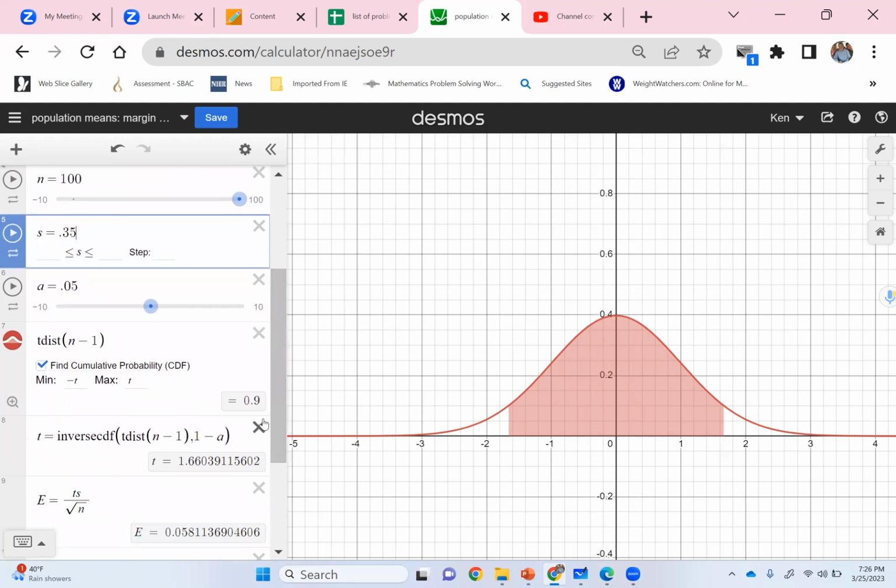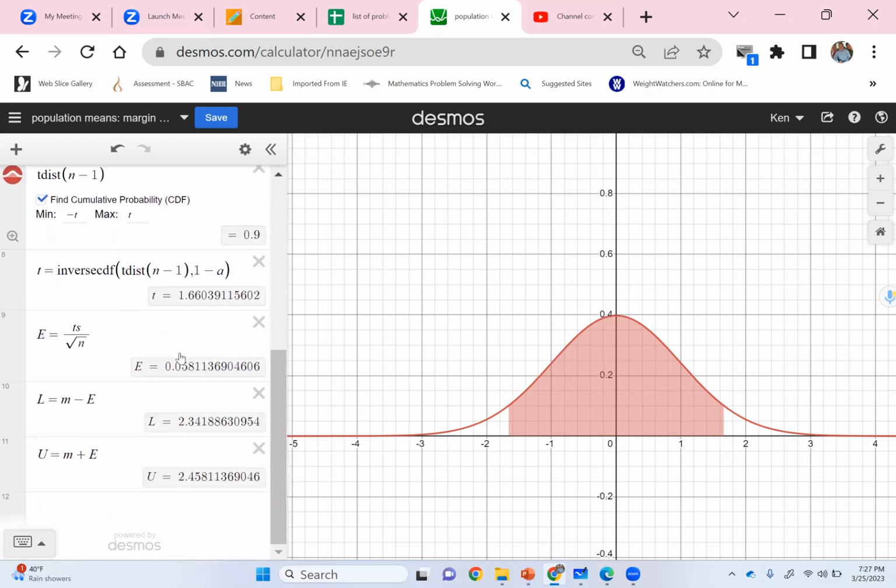So if we look at our t-distribution, we see that the area shaded is 0.9. That means 90%, and that's exactly what we want. Our critical t-value is 1.66, so that would be here and here. Now we have to convert the positive 1.66 and the negative 1.66 into x values, but it does it for us. So our margin of error is 0.058, and our lower value is 2.34, and our upper value is 2.46.